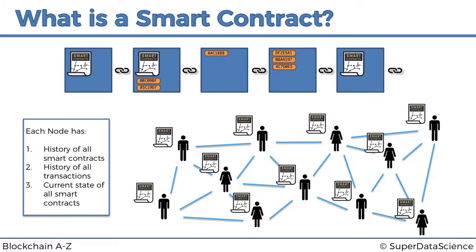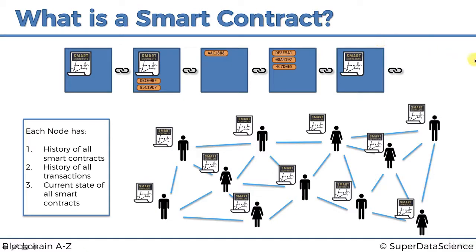And also every node has to have the current state of all smart contracts. What does that mean? Smart contracts are programs, and they execute, and once they execute, they get into a new state. Then they execute again, something happens, and they get into a new state. So every node will know in which state each smart contract is. So there we go, that's smart contracts in a nutshell. I know it's a lot to take in right away, so we're going to leave it here for now. We'll continue further down.